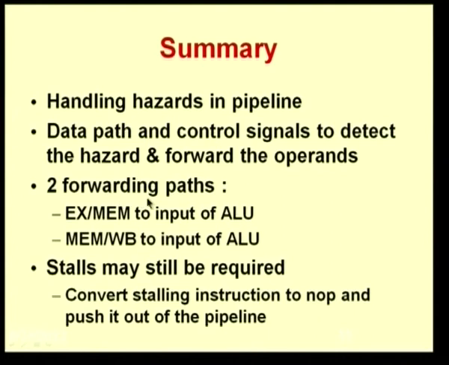We have identified that there are two forwarding paths, especially to handle data hazards. One is from the EX/MEM stage to the input of the ALU, and another is from the MEM/WB stage to the input of the ALU. What we have also seen is that even in spite of these forwarding paths, stalls may still be required. And we saw that whenever you have such stalls, you will do that stall by basically converting the stalling instruction to a no-op and pushing it out of the pipeline. This is what we have looked at, that is, when a hazard occurs, how do we handle it with the help of forwarding and/or by means of stalling.